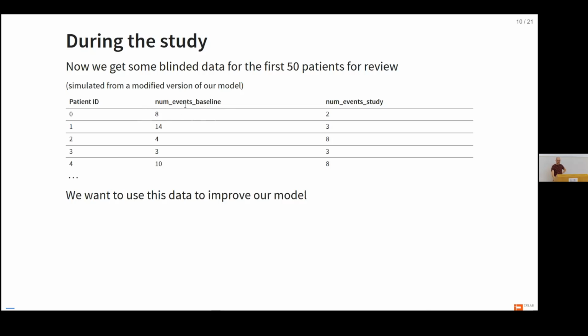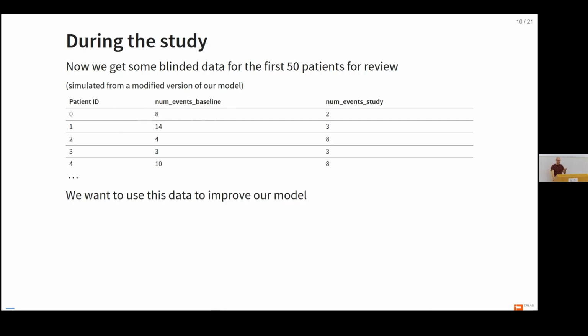In this case, I generated this table by simulating from a modified version of the model, where I fix all the parameters to some value, and I change some of the gammas to other distributions, log normal distributions, just to get some kind of mismatch between the data generation and the analysis.